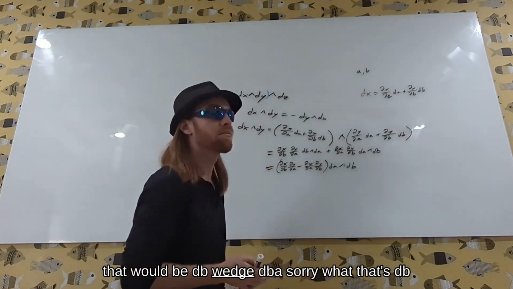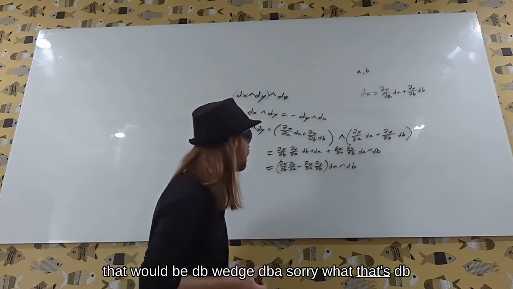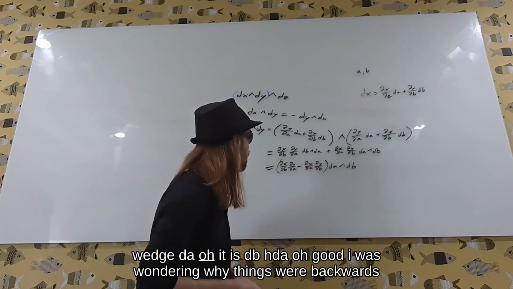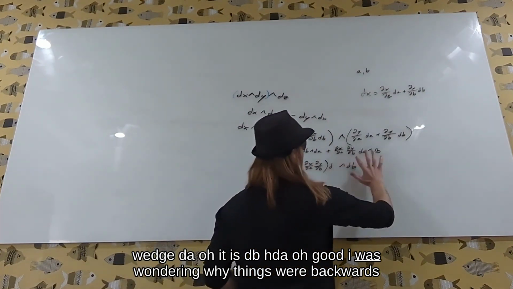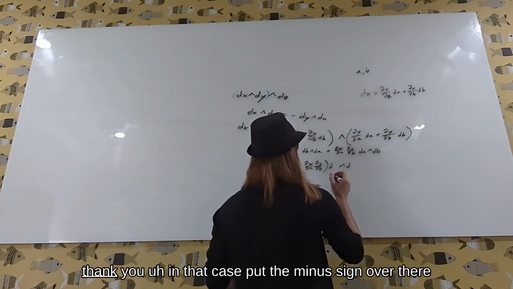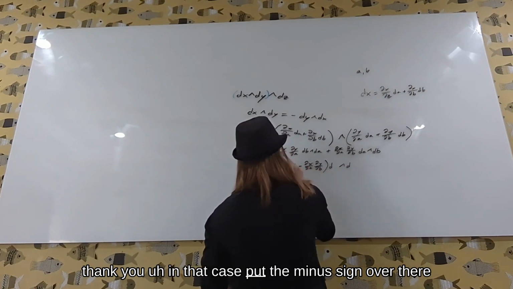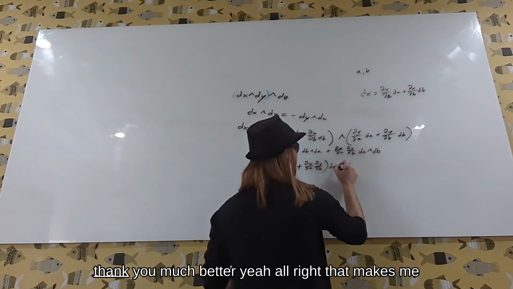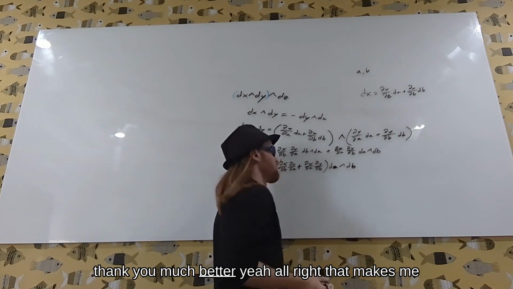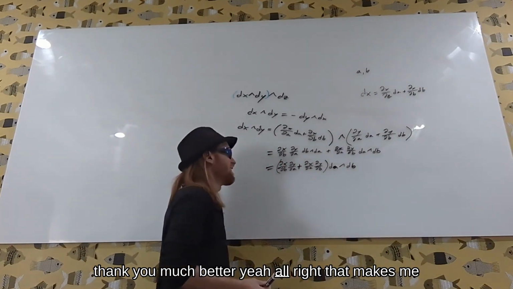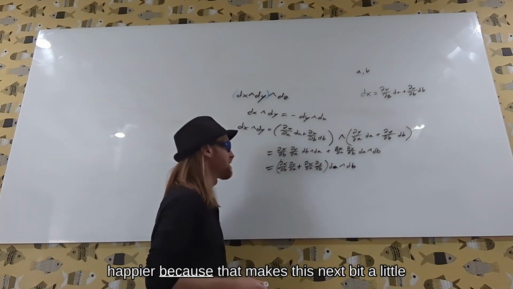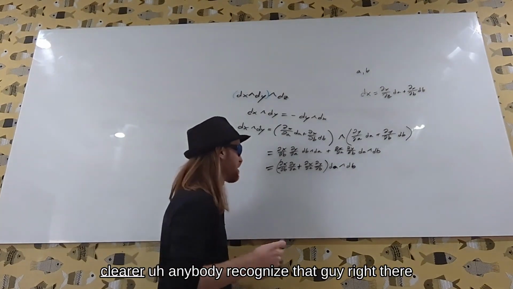That would be dB wedge dA. Sorry, what? That's dB wedge dA. Oh, it is dB wedge dA. Oh, good. I was wondering why things were backwards. Thank you. In that case, put the minus sign over there and make it dA. Much better. Success. All right. That makes me happier because that makes this next bit a little cleaner.